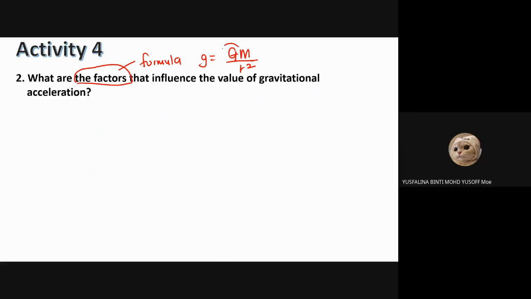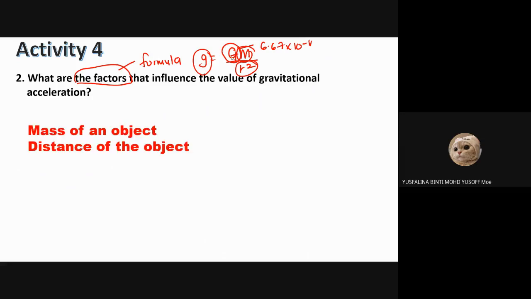Okay. So this one you already know is constant, right? 6.67 times 10 power of negative 11. That one is constant, so there is no change in the value of G. The ones that can change are the mass and the radius. So what are the factors that influence it? That is the mass of an object and also the distance of the object. So this will affect the value of g. G is constant, so it will not change, because the value of G can be used in the whole universe. So, the mass of an object and the distance of the object.